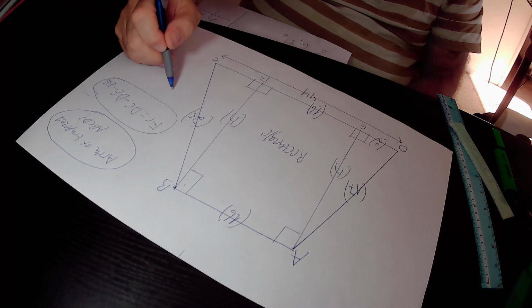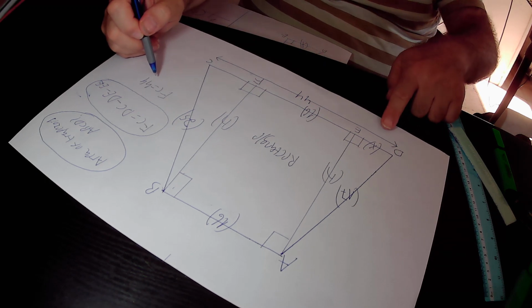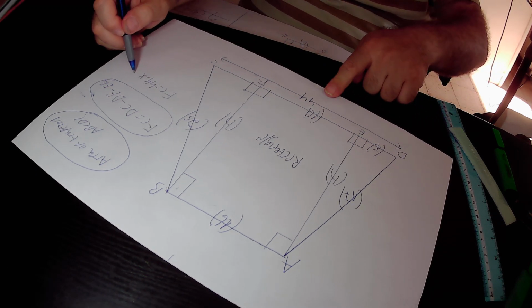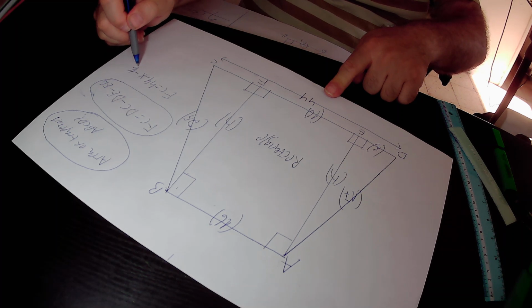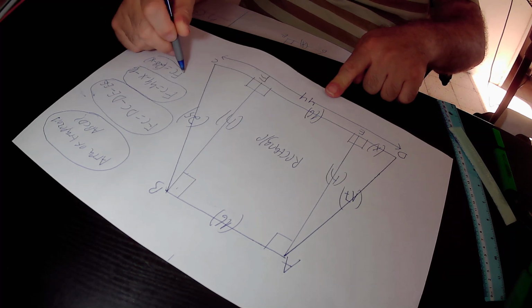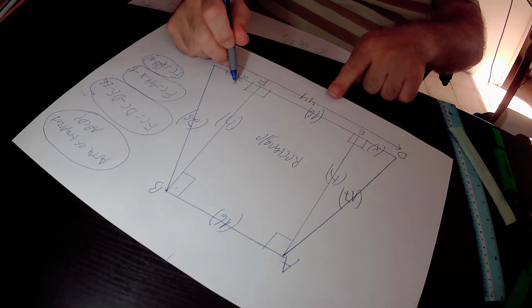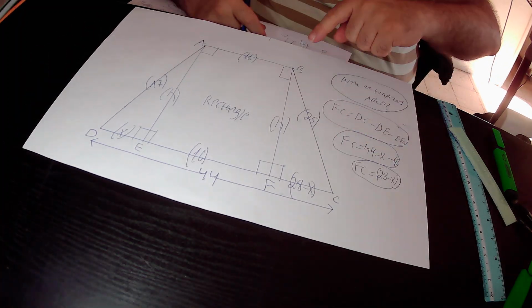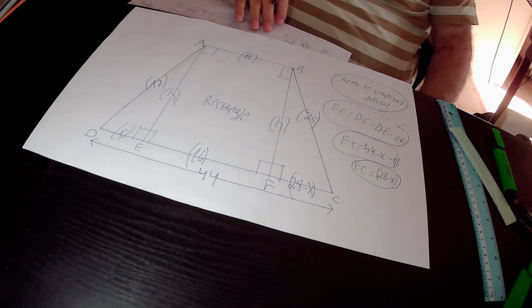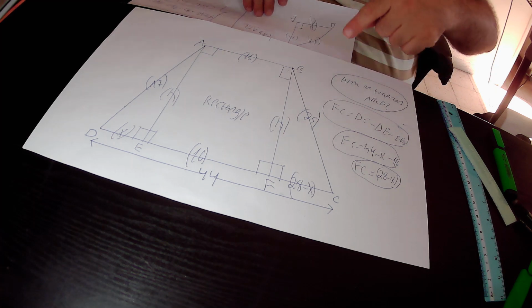So FC in total is equal to DC, that is 44, minus DE, that is X, minus FE, that is 16. So in total we found out that FC equals 44 minus 16, which is 28, minus X. So FC equals 28 minus X units in its length. In the next step, I'll copy the right triangle BFC onto a new page, and we will use the Pythagorean theorem with this right triangle BFC.